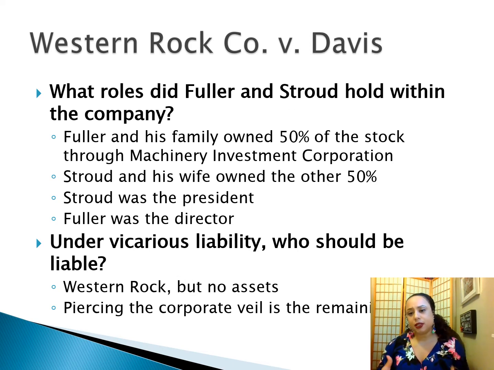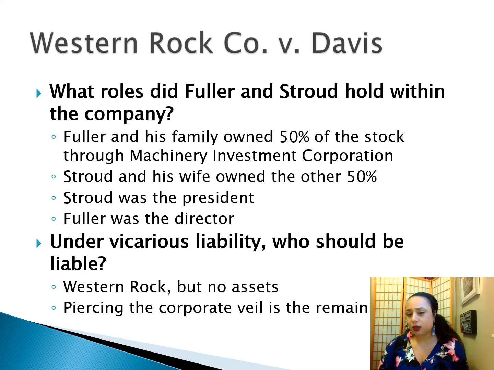And so before assessing this question, before applying our Fletcher test, the first essential question is, what roles did Fuller and Stroud hold within the company? And so Fuller and his family, they owned 50% of Western Rock through this entity called Machinery Investment Corporation. So Machinery Investment Corporation actually owned 50% of Western Rock stock, but Fuller and his family completely controlled Machinery Investment Corporation. Stroud and his wife owned the other 50%. Stroud was the president, Fuller was the director.